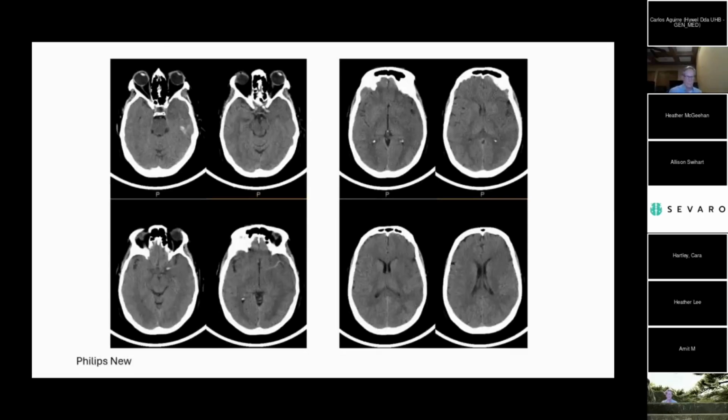Now, I showed you the old Philips. This is the new Philips. There's a lot of images that Philips gave me. In the interest of time, we're just going to zero in on a couple of key ones. First off, I want you to appreciate the CT head. Here's the dense MCA, right? See how white it is here, the M1 segment.